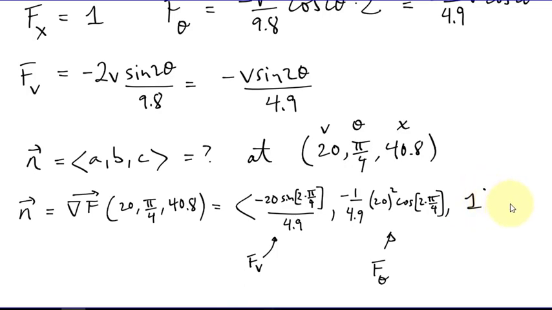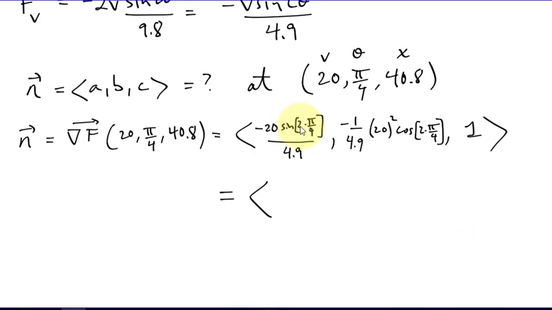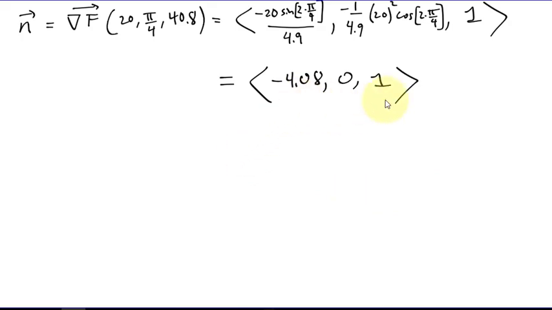This is the sine of 2 times pi over 4, so that's the sine of pi over 4, 20 over negative 4.9, negative 20 divided by 4.9. This is the cosine of 2 times pi over 4, so that's the cosine of pi over 2, and the cosine of pi over 2 is 0, so this whole thing goes to 0, and this is 1. These are the components that I need for my normal vector.